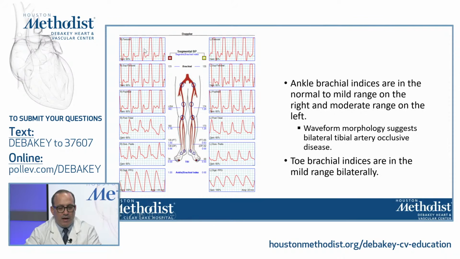What do we look at here? We have common femoral waveforms are normal. Femoral waveforms are normal. Popliteal waveforms are normal. Tibial waveforms, they change a little bit. There's a little abnormality there, okay? They lose that kind of obvious phasicity there. And the toe brachial indices are in the mild range. So what we see here is that the patient essentially has tibial artery occlusive disease, okay, that has changed the waveform morphology and has contributed to a decrease in the ABIs and the toe perfusion.